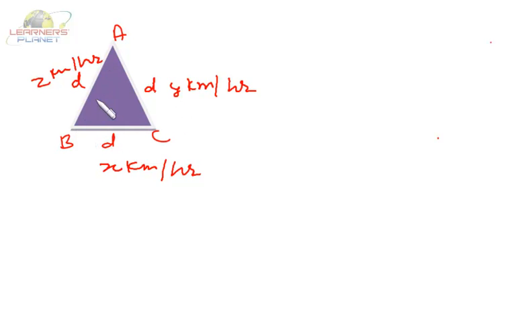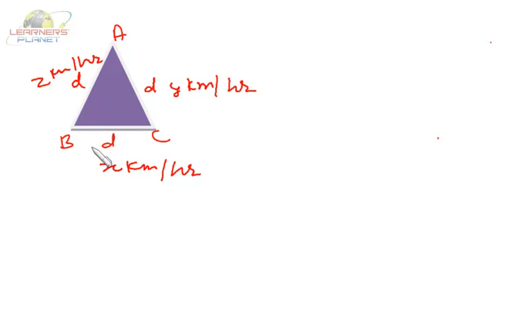Now we have to find the average speed of the entire journey. Suppose we start from A, then reach B, then C, then back to A. That means the complete journey of ABC, and we have to find the average speed. Now once again, what is the average speed? That is total distance by total time.